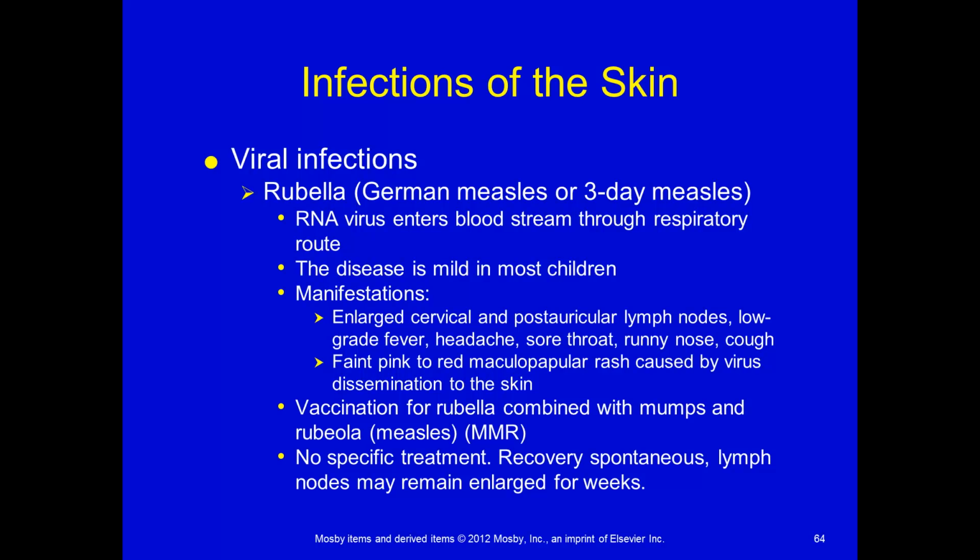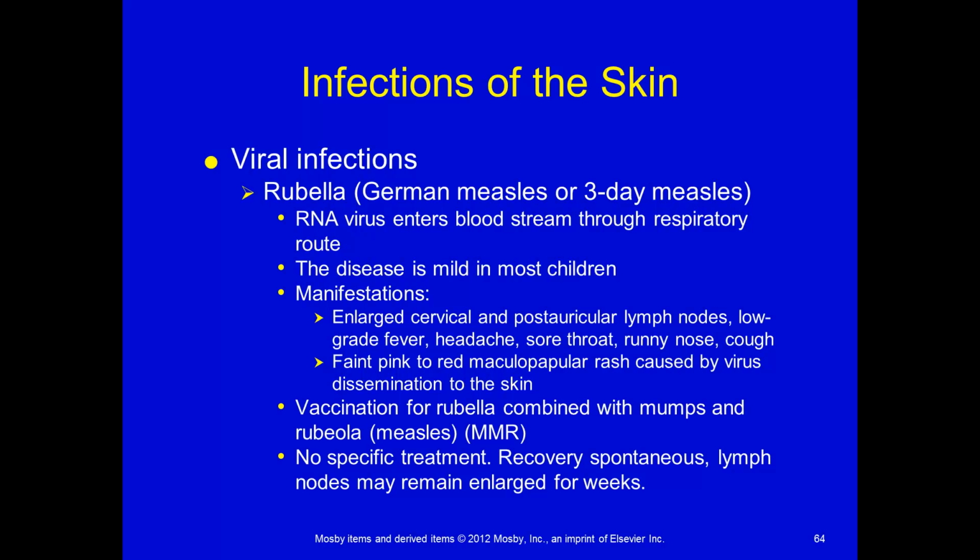As I mentioned, yes, there is a vaccine for rubella. Vaccination for rubella is often combined with the mumps and the rubeola. So MMR is the name of the vaccine that, again, if you're a pediatric nurse, you'll be giving a lot. MMR: measles, mumps, rubella.